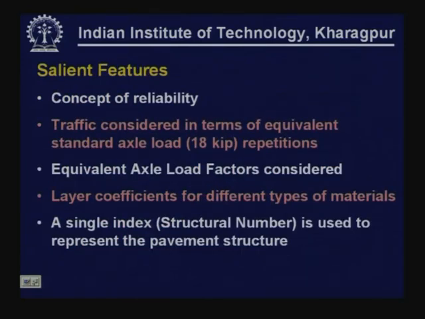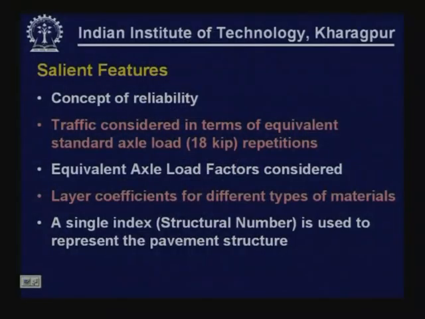The most important features of AASHTO guidelines are: there is this concept of reliability that is built into the system, built into the design procedure. So, the pavements are designed for different levels of reliability. One can select the reliability for which a particular pavement has to be designed for a given situation. So, the thicknesses and other properties will have to be accordingly selected.